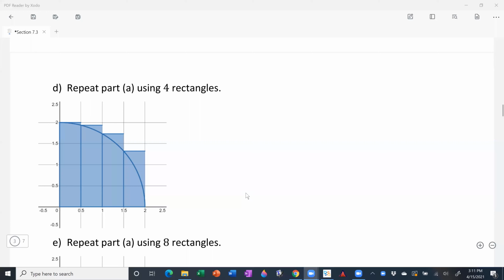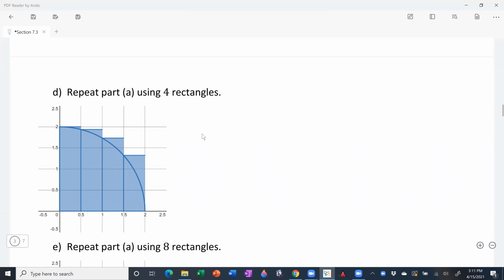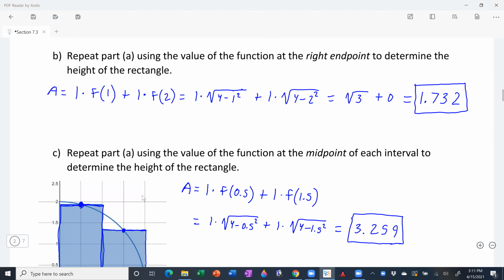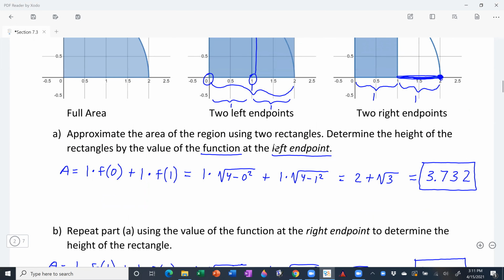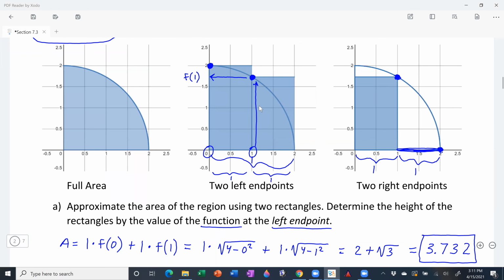All right, let's see if we can get our area approximation a little bit better by using more rectangles. All right, in part D, let's repeat part A using 4 rectangles this time. Okay, and so part A, if you recall, let's go back up. We did the midpoint version, we did the right endpoint version. Part A is asking us to use left endpoint. Okay, so we're going to repeat with the left endpoint process.